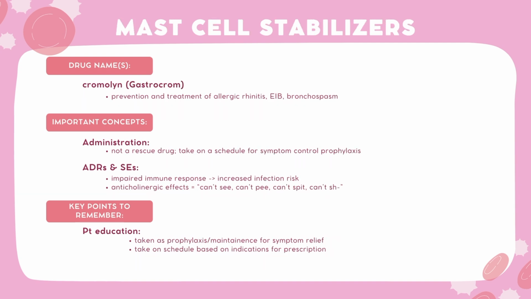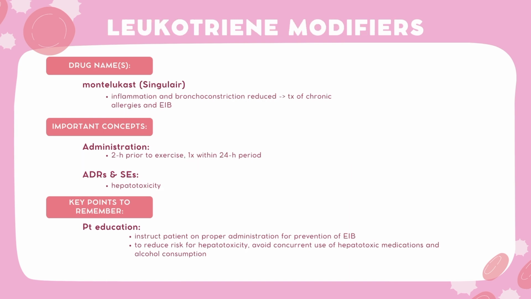Cromolyn is a mast cell stabilizer, which is indicated for prevention and treatment of rhinitis, seasonal allergies, and exercise-induced bronchospasm. This medication being used for long-term control should be taken on a schedule rather than PRN. Potential side effects include anticholinergic effects and impaired immune response. Our final drug in this category are leukotriene modifiers, such as montelukast. Inflammation and bronchoconstriction are reduced with this medication, making it useful in the treatment of chronic allergies and exercise-induced bronchospasm.